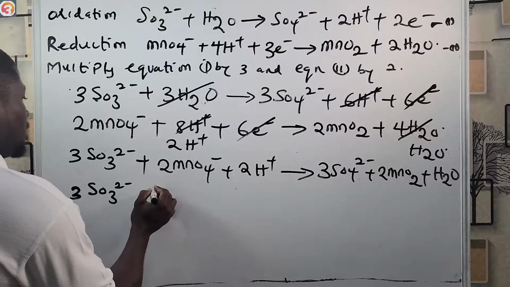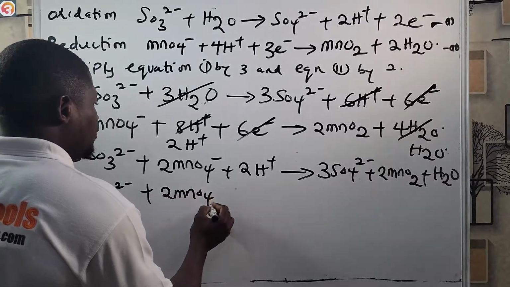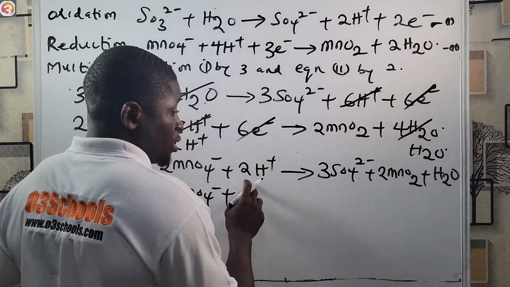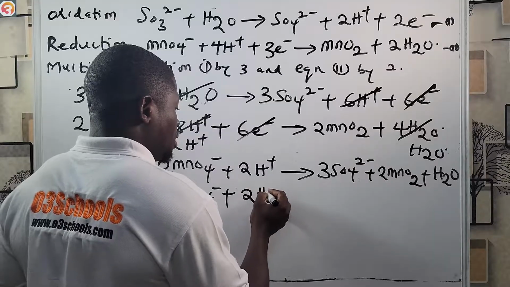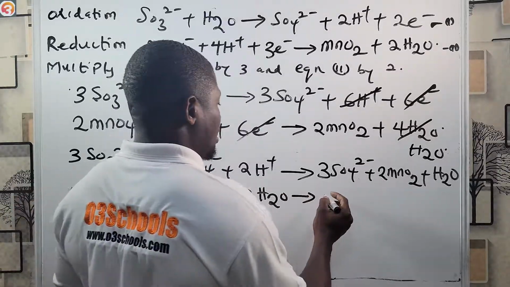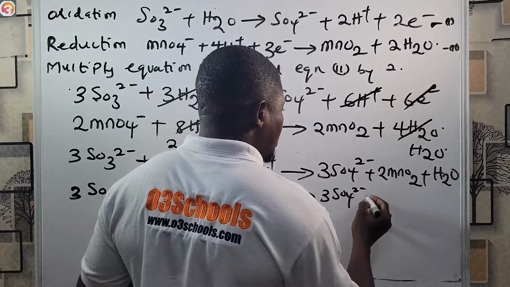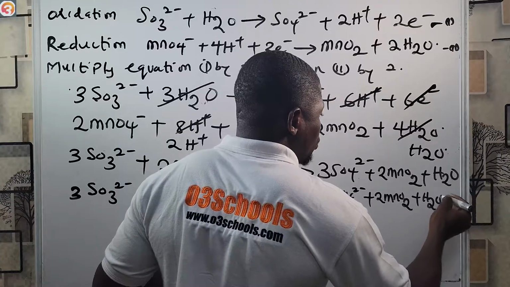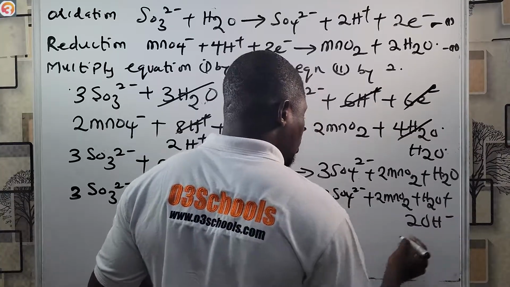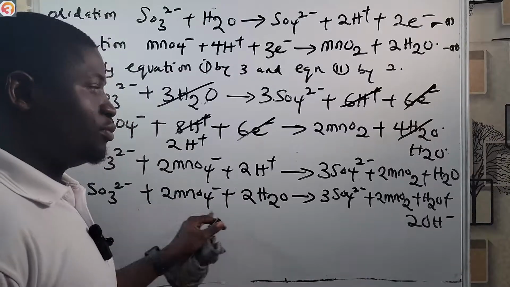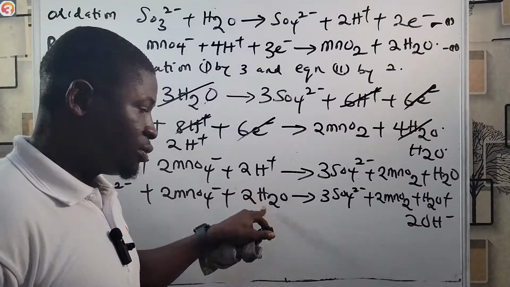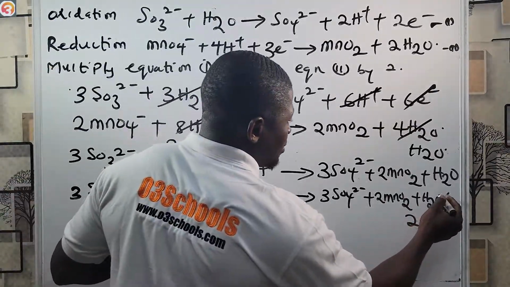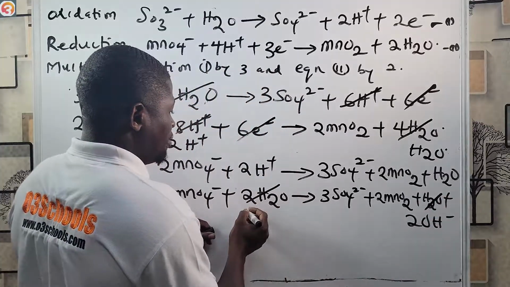So I'm going to have 3SO3 2- plus 2MnO4- plus, if you add 2OH- here, you're going to have 2H2O. Then 3SO4 2- plus 2MnO2 plus H2O plus 2OH-. Because what you do to the left, you must do to the right. We added 2OH- here to turn this one to 2 water molecules, so you must add it here too. Of course, you can see this water molecule here can cancel, and here we are left with just H2O.